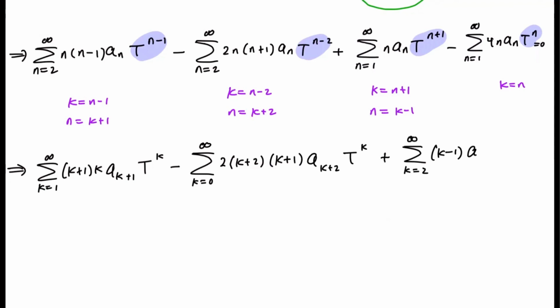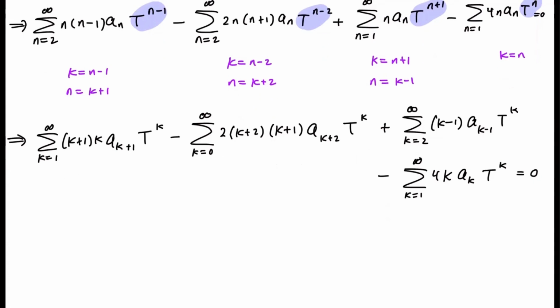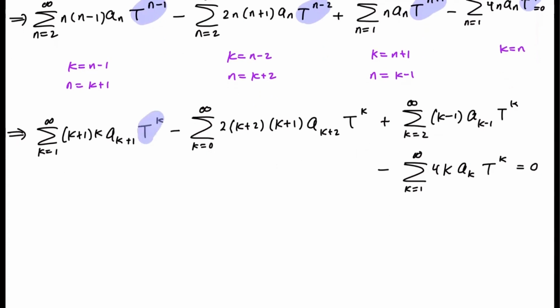So a sub n would be k minus 1, t to the k. And the last summation, we have a minus. So it'll be minus the sum, n starts at 1, k will also start at 1. So we're just replacing each n with k, also going to infinity, for k times a sub k, t to the power of k equals 0. All right, now that looks pretty good. So now all of our t has the same power. That's what we wanted. Now we can start shifting our indices.